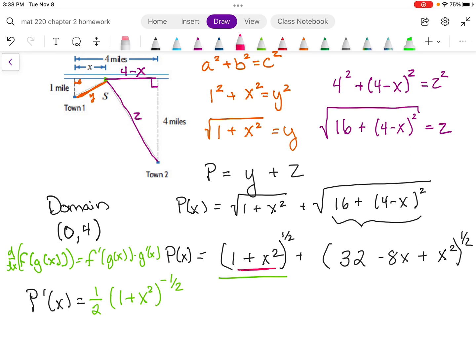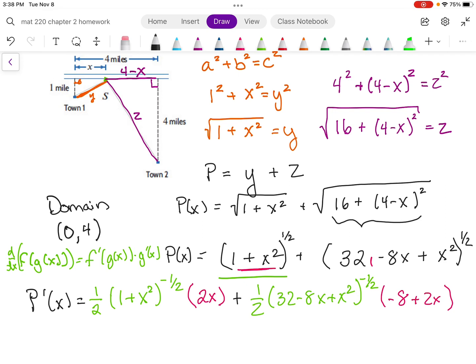And then I'm going to multiply that by the derivative of my inner function, 1 plus x squared, which would just be 2x, because the derivative of 1 is 0, plus the derivative of x squared is 2x. And that then gets added, and I'm going to repeat the same process over here. So the outer function would be 1/2 times 32 minus 8x plus x squared to the negative 1/2. And the inner function would be negative 8, because this time I have this negative 8x term, plus 2x. And for now, I'm not going to simplify this.